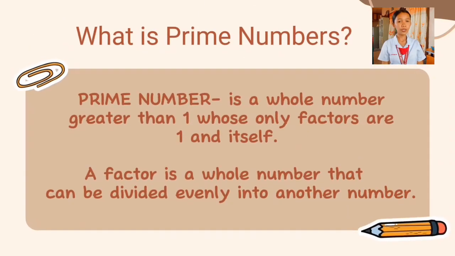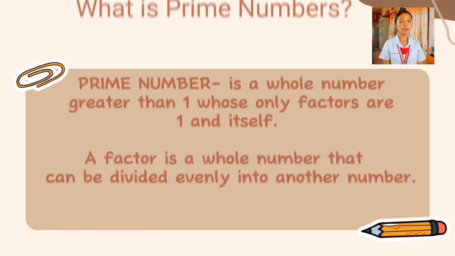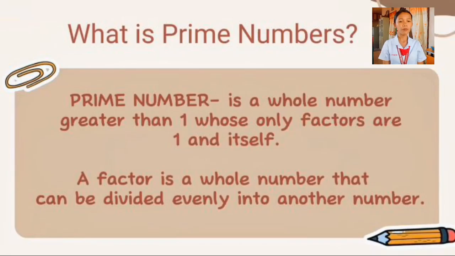Our lesson for today is all about prime numbers. So when we talk about prime numbers, it is a whole number greater than 1 and whose only factors are 1 and itself. A factor we can define as a whole number that can be divided evenly into another number. So here are some examples of prime numbers.